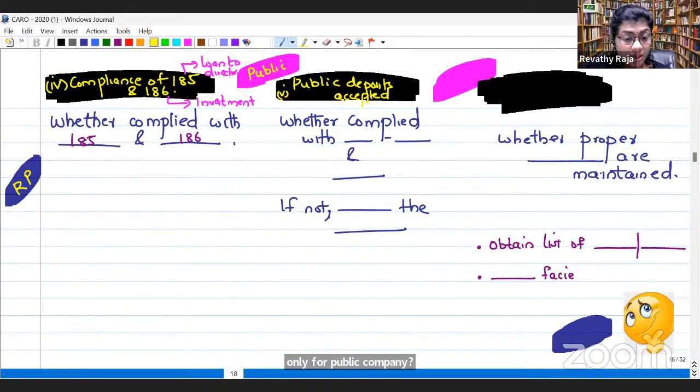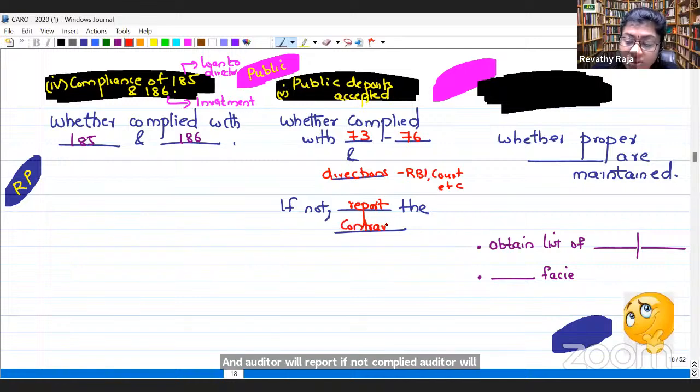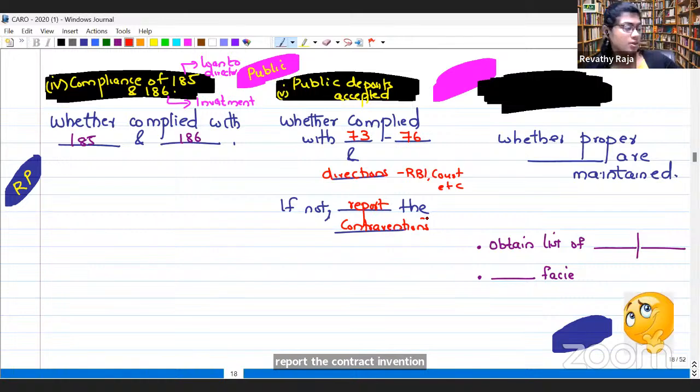Whenever deposits are given, you have to comply with certain sections. Remember the section 73 to 76. Like you give a newspaper, one vernacular, one English paper, all those. And whether comply with the directions issued by RBI, court, all those. And if not complied, auditor will report the contravention. Are we clear with it?